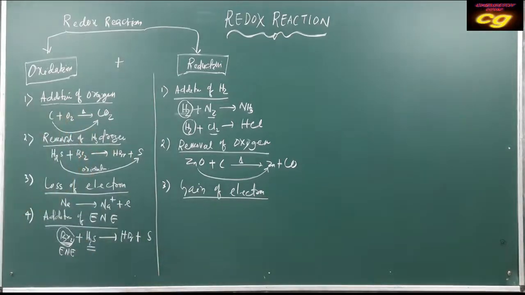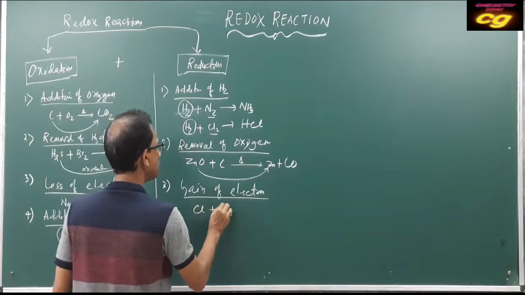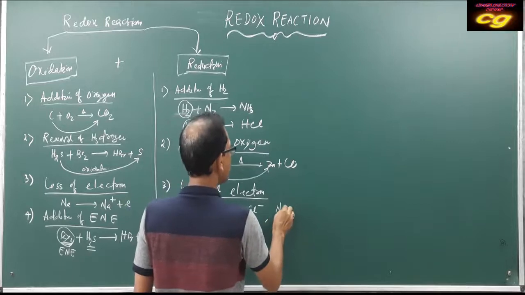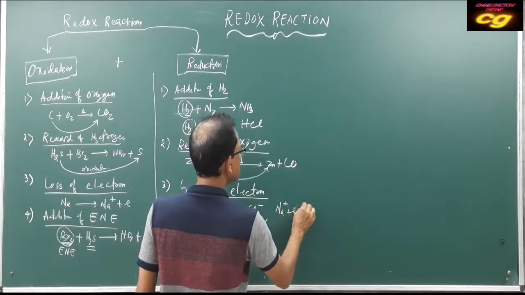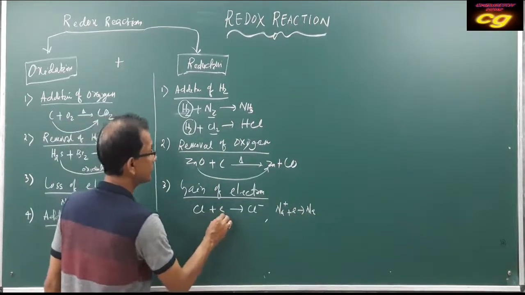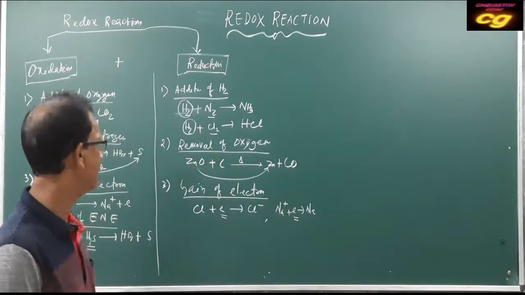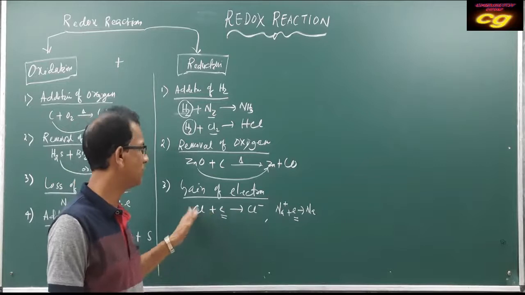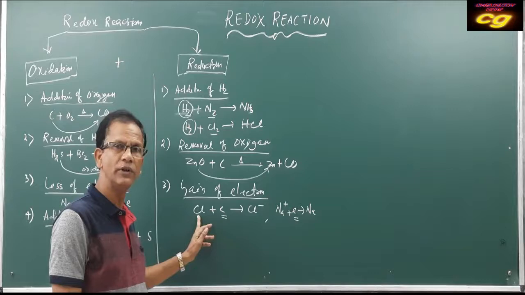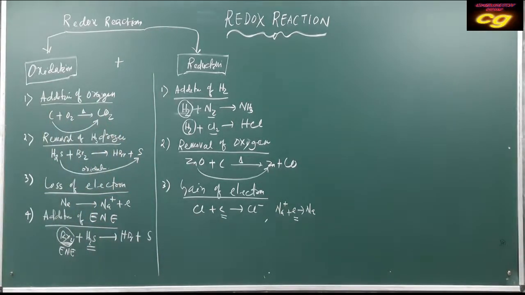Gain of electron is also called reduction. For example, Cl plus e- changes to Cl-, and Na+ plus e- changes to Na. Here, addition of electron, gain of electron, both we can tell: gain of electron by sodium Na+, and gain of electron by chlorine. Both cases are called reduction.